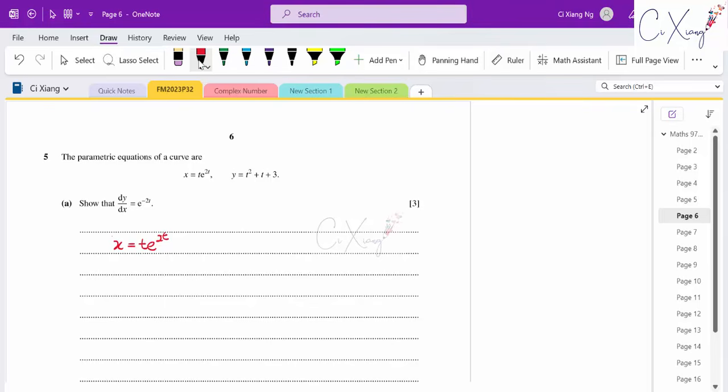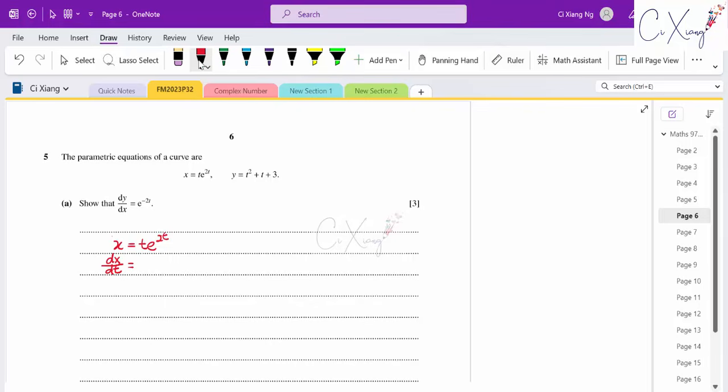From here you can see that it is actually a product of two functions. We have the first bracket which is t, and the second bracket which is e^(2t). Therefore, to differentiate this equation, we have to apply the product rule. So I'm going to differentiate x with respect to t. For the product rule, I will do it in this way. First bracket is t, second bracket is e^(2t).